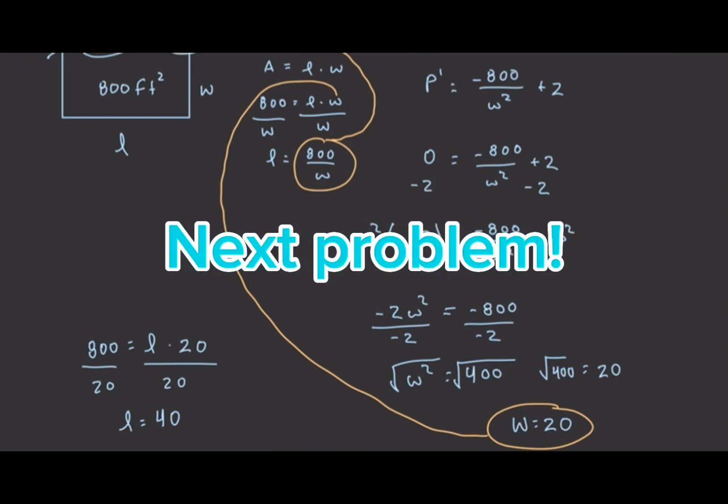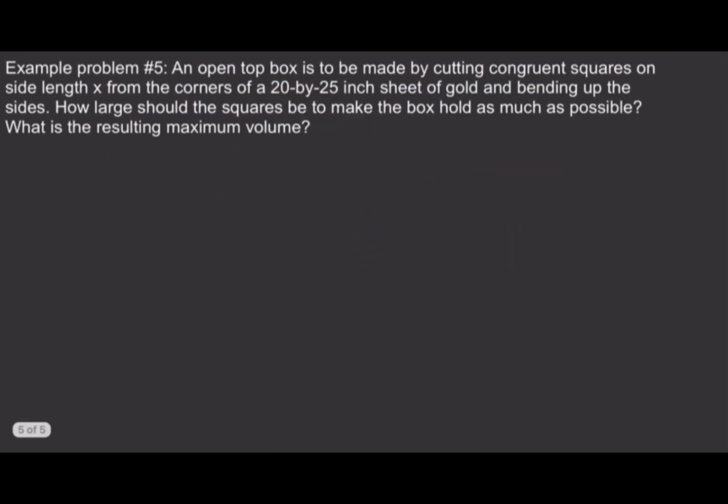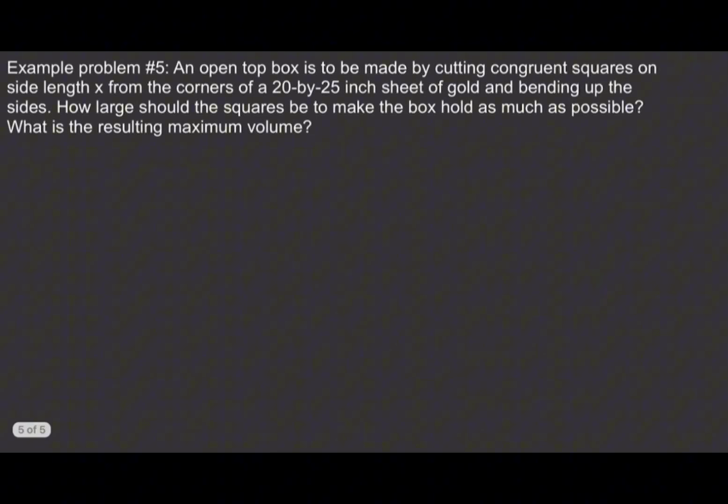Let's look at one final example problem. This is our last example problem. It asks: an open top box is to be made by cutting congruent squares of side length x from the corners of a 20 by 25 inch sheet of gold and bending up the sides. How large should the squares be to make the box hold as much as possible? What is the resulting maximum volume?